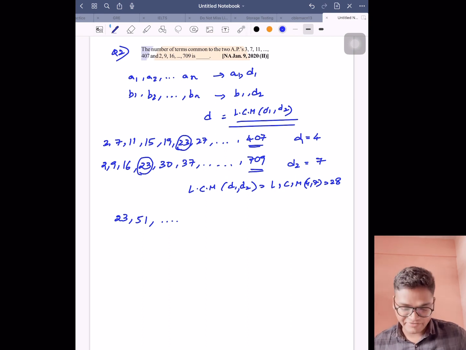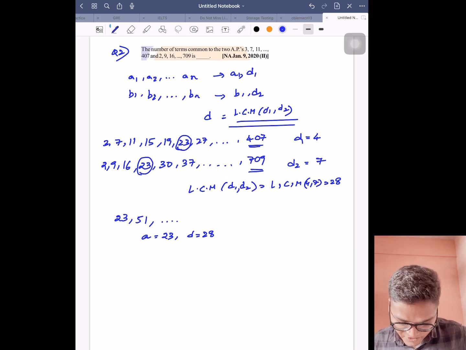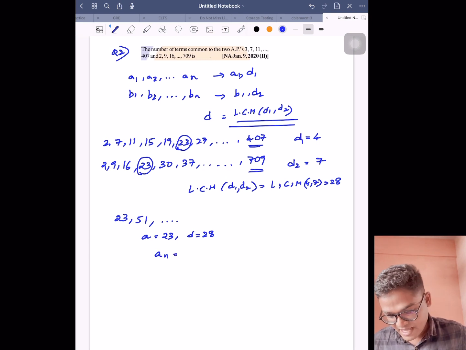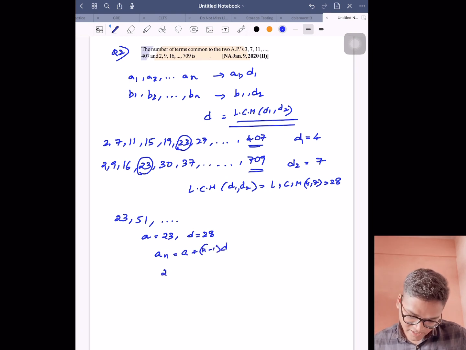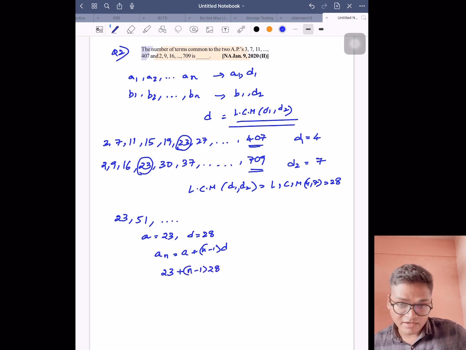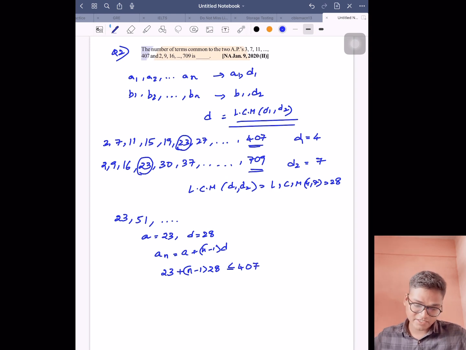So the series of common terms cannot exceed 407, right? Now the first term is 23 and the common difference is 28, and the last term should be less than or equal to 407. I can write it, right? So let's solve. What is the AN formula? A plus n minus 1 into D. So 23 plus n minus 1 into 28 is the nth term. It should be less than or equal to 407.